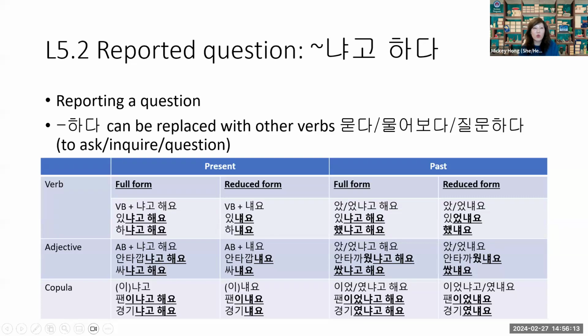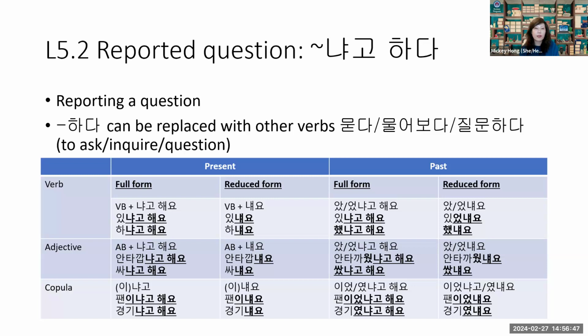Reported question. You are reporting what somebody asked. Okay. The 하다 part can be replaced with question vocabulary: 묻다, 물어보다, 질문하다. And you're reporting what somebody had asked. If it's verb based, 야구해요. Adjective, same thing. You just take out the 다 from the dictionary form. 야구해요. And for noun, 이냐고 해요.